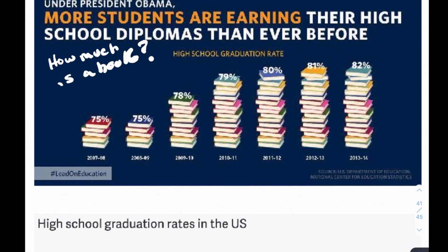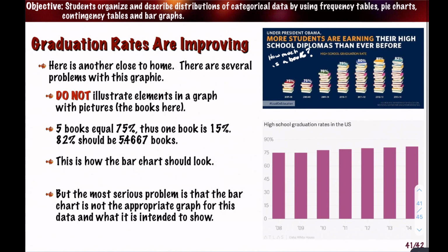If you count 1, 2, 3, 4, 5, 75% has 5 books. So is one book 15%? Then does each of these charts that adds more and more books actually represent what we want? There are several problems with this graph. They're too cute with the illustration. Don't do this. The books are unnecessary because then it loses what the unit value is. If 5 books are equal to 75%, so one book is 15%, 82% should be just 5.4667 books. And that's not how that bar chart is displayed.